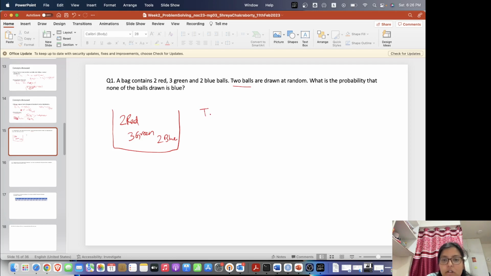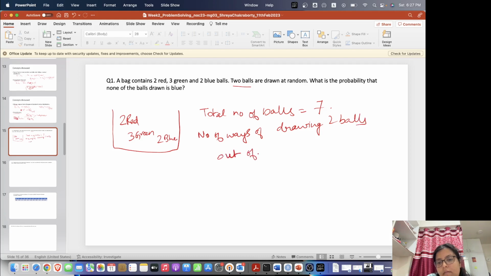Ma'am, can I try? Yeah, sure. The question is given that we have 2 red, 3 green, and 2 blue balls. So the total number of balls will be 7, and for the sample space we are taking that number. The question is 2 balls are drawn at random. So the number of ways of drawing 2 balls out of 7 will be our ns. So it will be 7C2.